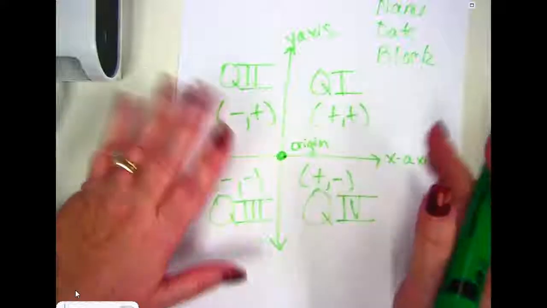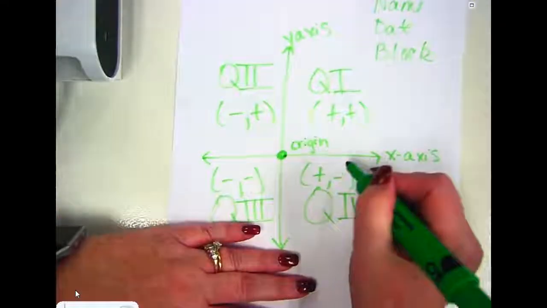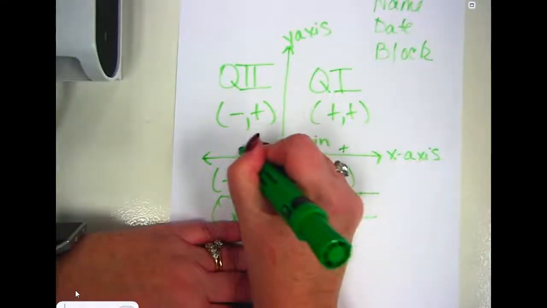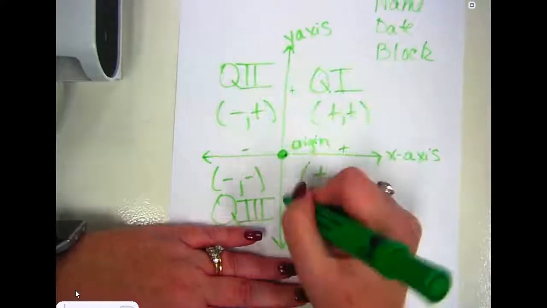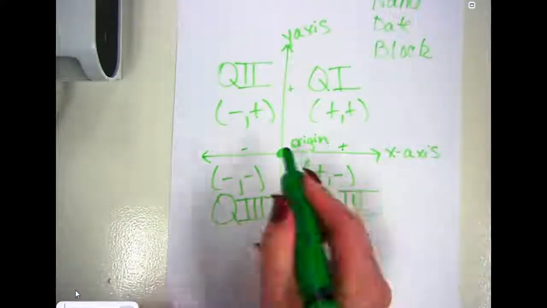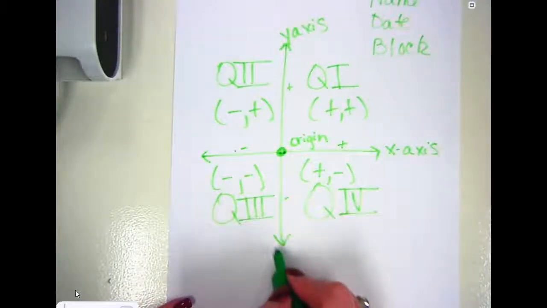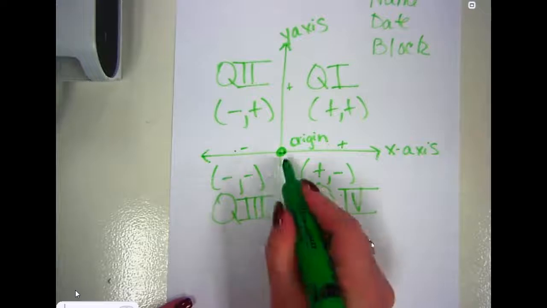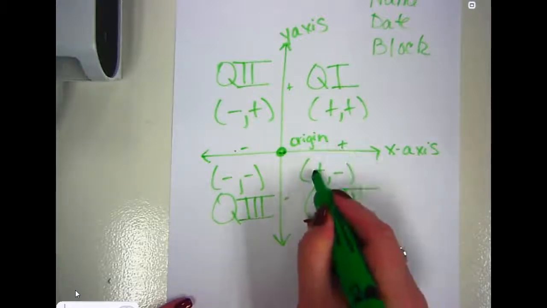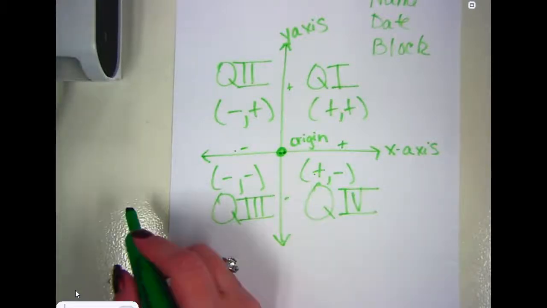You can think about two number lines. These are all positive numbers. These are all negative numbers. These are positive, and these are negative. So over here, my x is going to be negative, and my y is going to be negative. This way, my x is going to be positive, and my y is going to be negative.